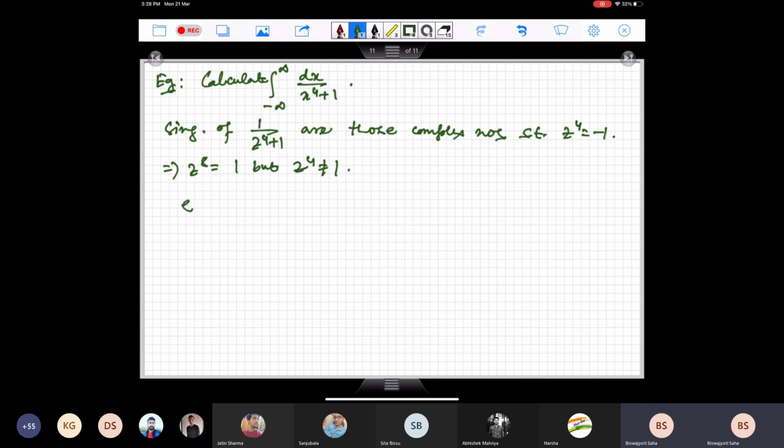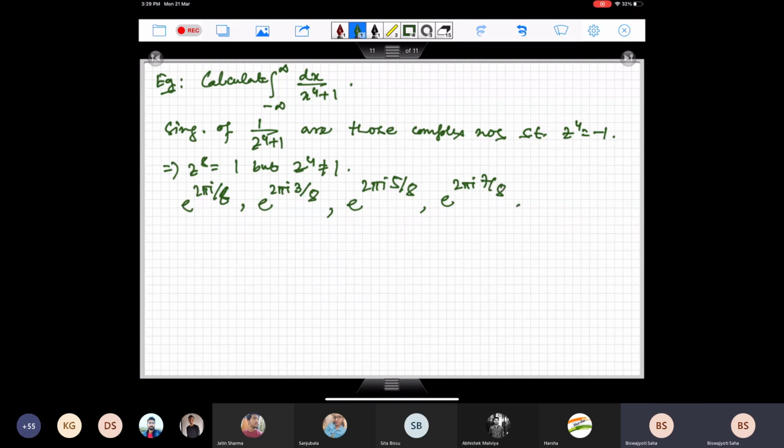So these are e to the power 2 pi i by 8. The 8th roots of unity, but I need the primitive 8th roots of unity. The 4th roots of unity are not going to be there. So e to the power 2 pi i 5/8 and e to the power 2 pi i 7/8. So these are the 4 points.